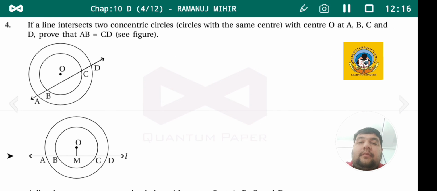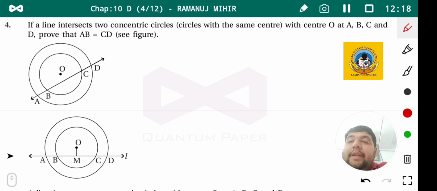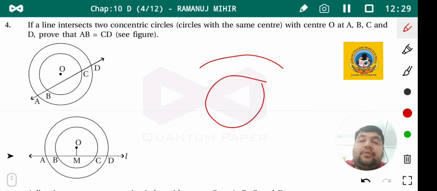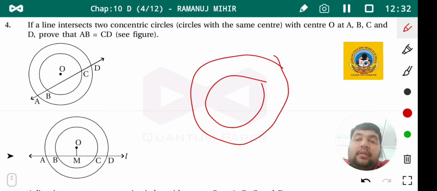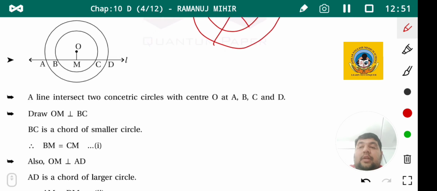See, if a line intersects two concentric circles, circles with the same center but different radii are known as concentric circles. So if you draw the circles like this, same center but different radius, this radius and this radius, they are known as concentric circles. At A, B, C, D, prove that AB is equal to CD. So this segment is equal to this segment. We have to prove it, AB equal to CD.